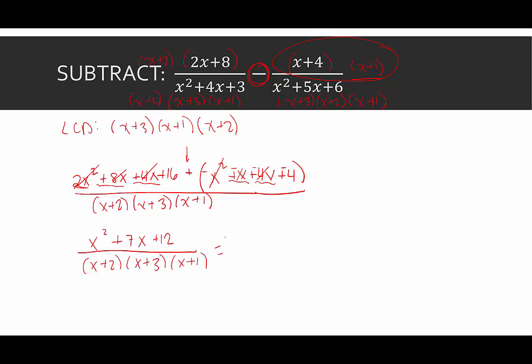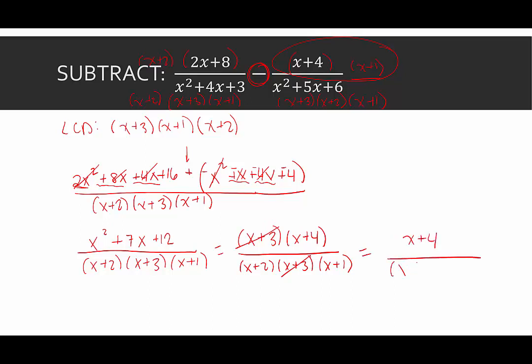And lastly, we want to see, can we factor the numerator, x squared plus 7x plus 12? Target product is 12. Target sum is 7. There is a winning combination, 3 and 4 works. So we're going to punch those in. That would be x plus 3 times x plus 4 all over x plus 2 times x plus 3 times x plus 1. And we want to see, do we have any common factors between the numerator and the denominator? We do. We have an x plus 3 factor, so we can cancel those, leaving us with x plus 4 in the numerator and x plus 2 times x plus 1 in the denominator.